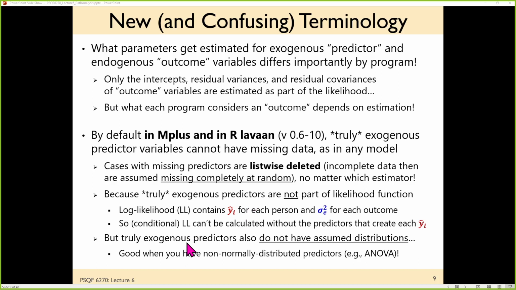But the good news is that exogenous predictors also don't have assumed distributions. So from this perspective, it's the same as what we're used to in any linear model. You can't have cases that are missing predictors, and you don't have to assume anything about your predictors. They can be whatever distribution, whatever type you want. Categories, continuous, semi-continuous, whatever you have.